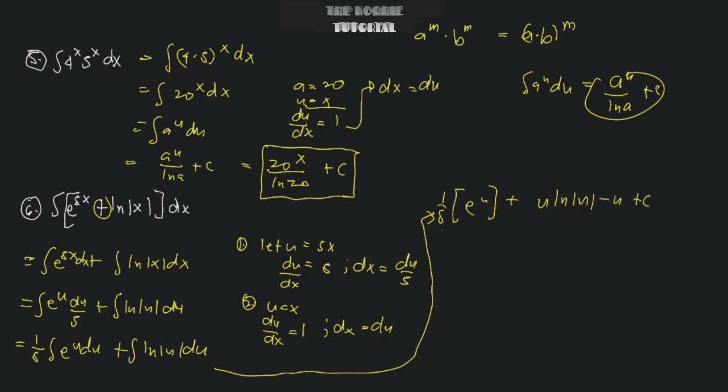So we can now substitute the value of u. That's 1/5 e^u, where u in the first term is what we have here, that is 5x, plus our u for the second term is just x, that will become ln x minus x plus c. So therefore, this would be our final answer for the last example, the last problem.